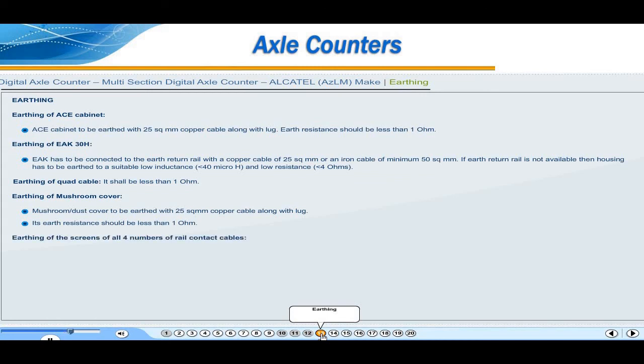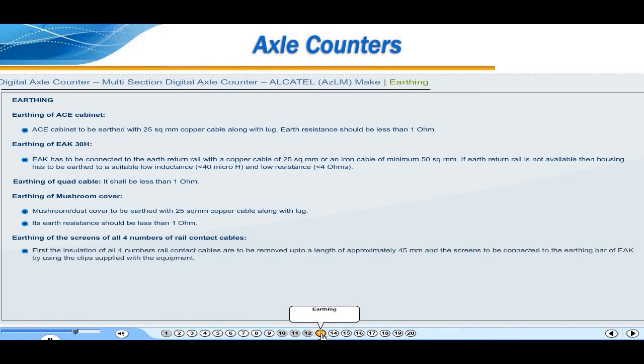Earthing of the screens of all 4 numbers of rail contact cables. First, the insulation of all 4 numbers rail contact cables are to be removed up to a length of approximately 45 millimeters and the screens to be connected to the earthing bar of EAK by using the clips supplied with the equipment. For details, refer to topic 11, that is reference material.